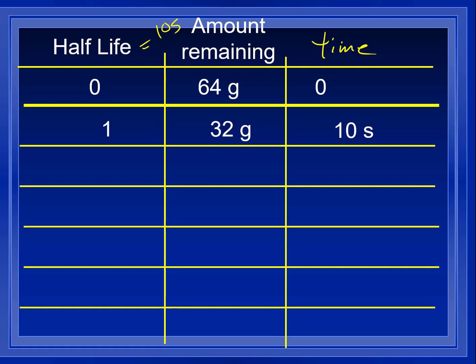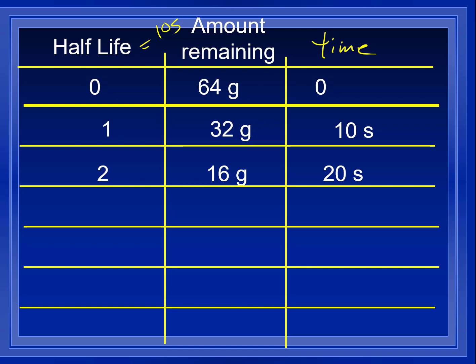Half-lives vary based on stability. Some are seconds, some are billions of years. Right? So then I got another half-life. So my next half-life is half-life number 2. How much will I have left after half-life number 2? 16. And how much time will have passed? Well, it's been another 10 seconds, so I'm now at 20 seconds. Pretty easy to figure out this math.